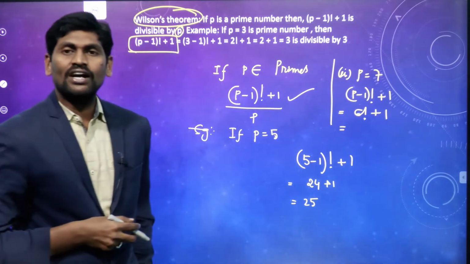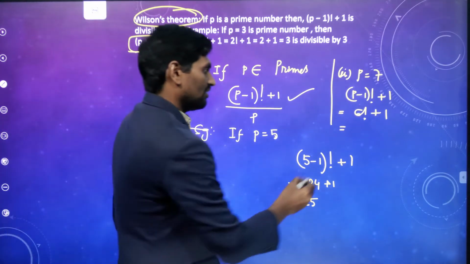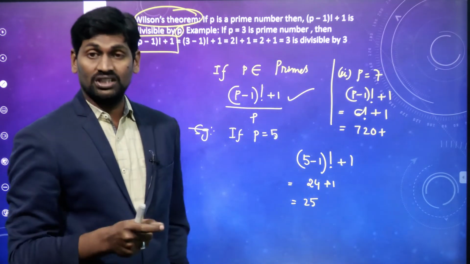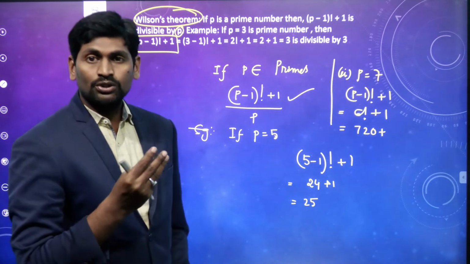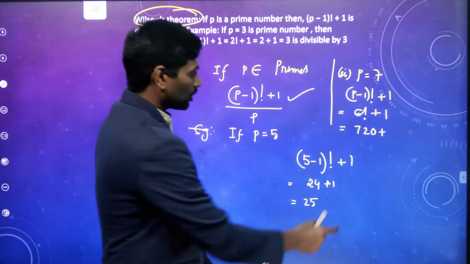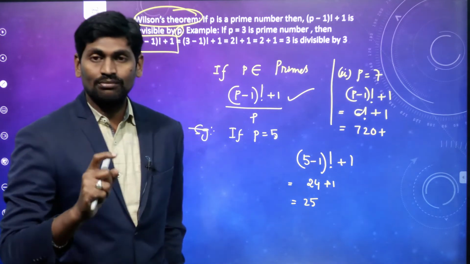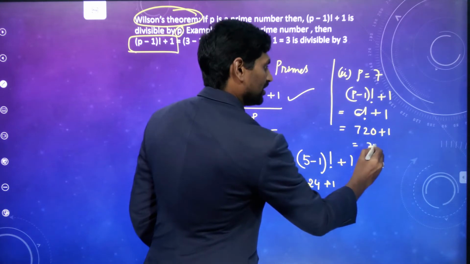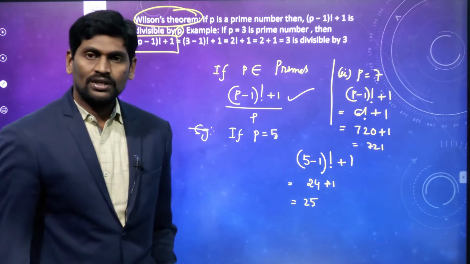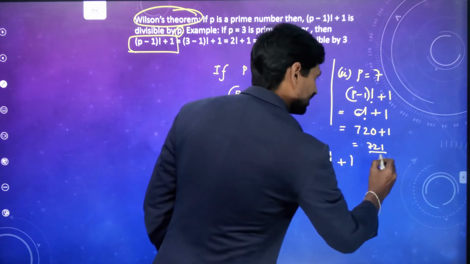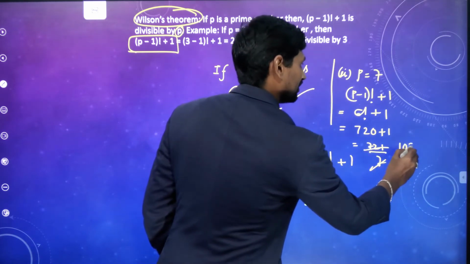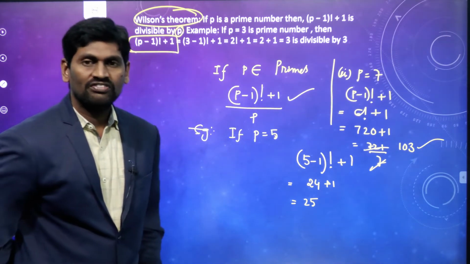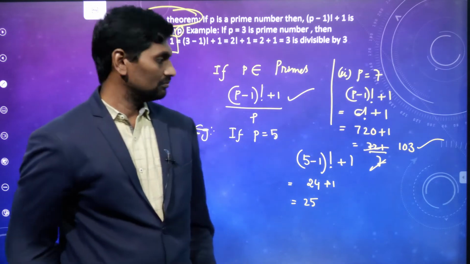Just tell me the 6 factorial value. 720. See, the product of the first 6 numbers, 1 into 2 into 3 into 4 into 5 into 6, we get the answer 720. 720 plus 1 is 721. Is 721 divisible by 7? Yes, obviously, 721 is divisible by 7, 103 times. It is possible for every prime number. Please notice, children.